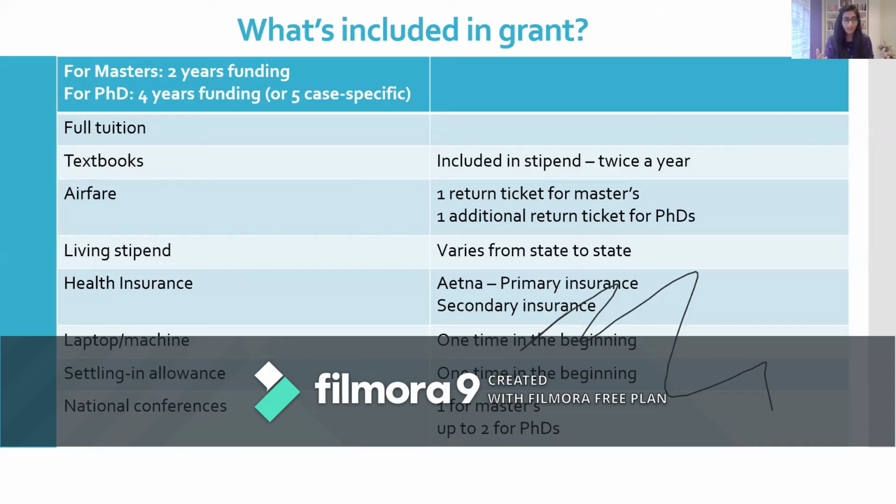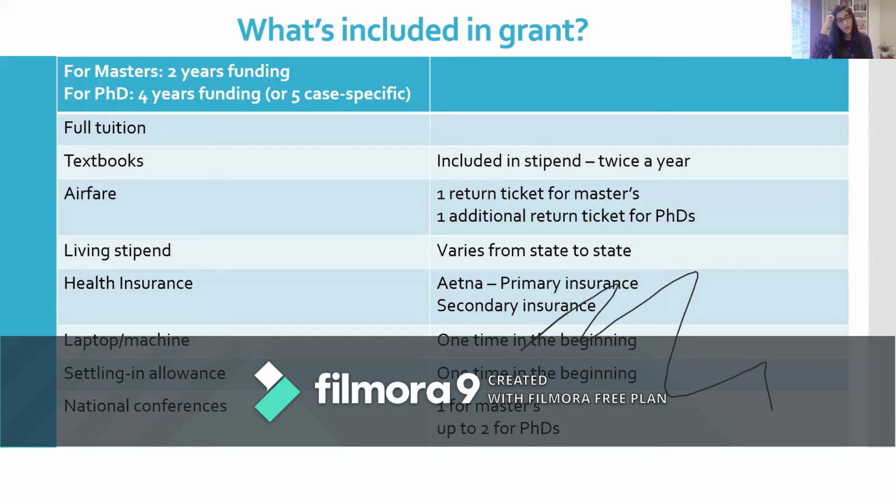So the economy, like California and New York, are expensive. So the living stipend, the monthly stipend, is more in those states compared to Arizona, where I am from. But the good part is that whatever they give you is adequate for your survival in that state. All right. Furthermore, they give you airfare.